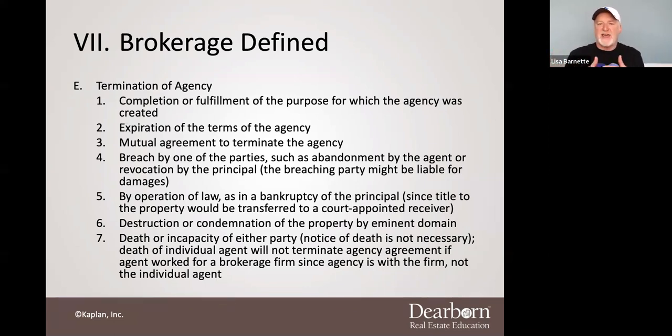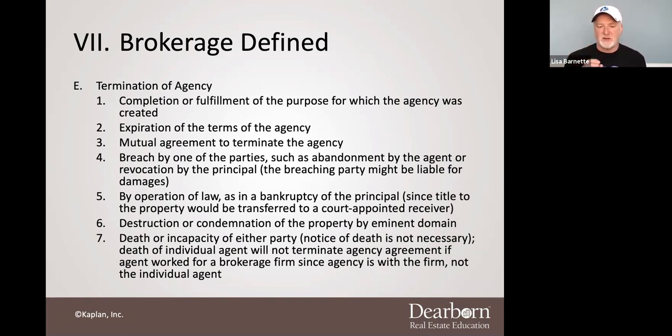So if I were to die and I'm in a large firm, the firm would still be able to support the listing. Now, all of that would be different if I were a one-person firm. Clearly, if I'm a one-person firm, I list a property and I die, obviously that would terminate the agreement because there's no one left for it to go to.